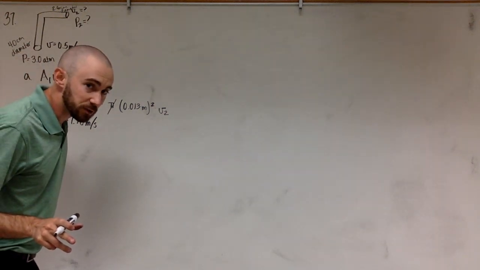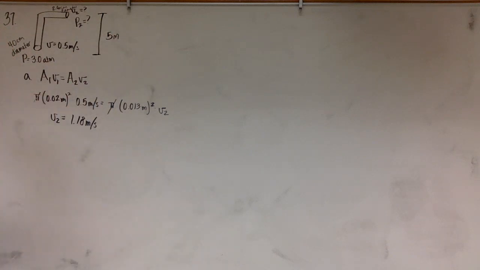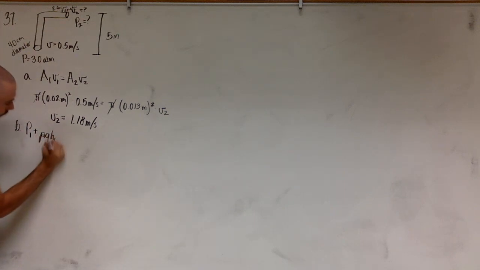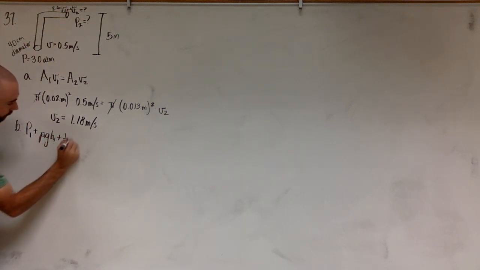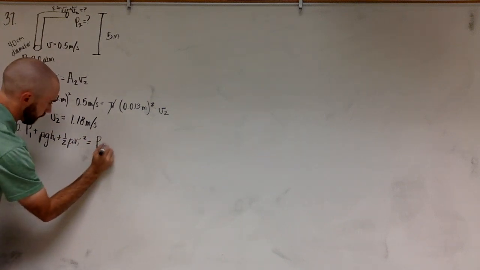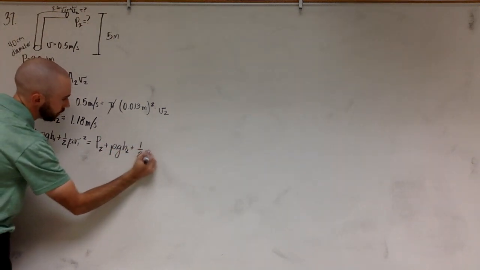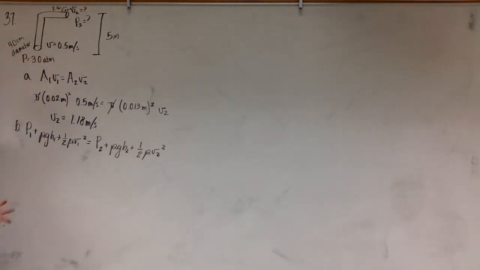One piece of information I forgot to give at the start is that this pipe rises 5 meters. Using all of that, let's go ahead and try to plug it into Bernoulli's equation, the monstrosity that it is. P1 + rho g h1 + 1/2 rho v1 squared = P2 + rho g h2 + 1/2 rho v2 squared. Assuming this is a normal pipe in your house for water, let's go ahead and solve this.